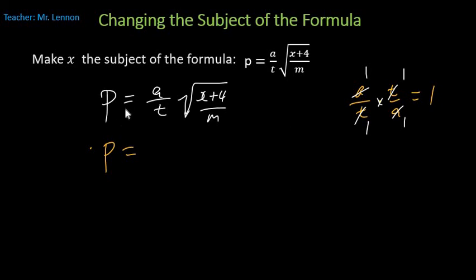We're going to multiply both sides by the reciprocal of a over t, which is t over a. Remember, our goal is to remove the a over t and put 1. So we need to multiply by its reciprocal, and we multiply both sides by the reciprocal of a over t. Now pay attention to what happens here.